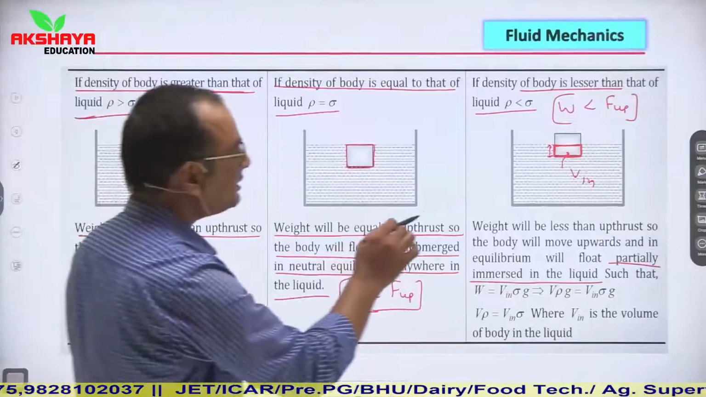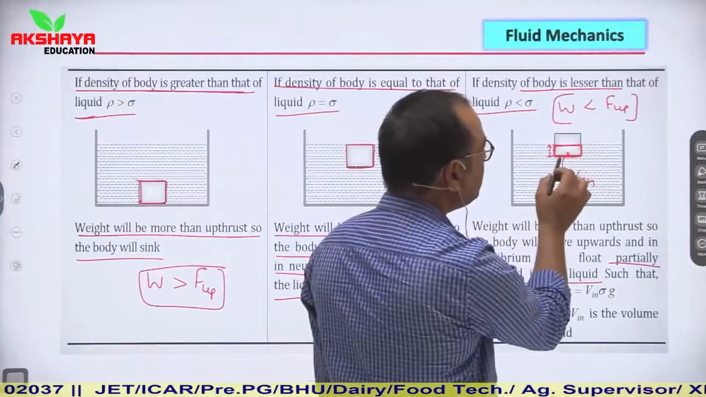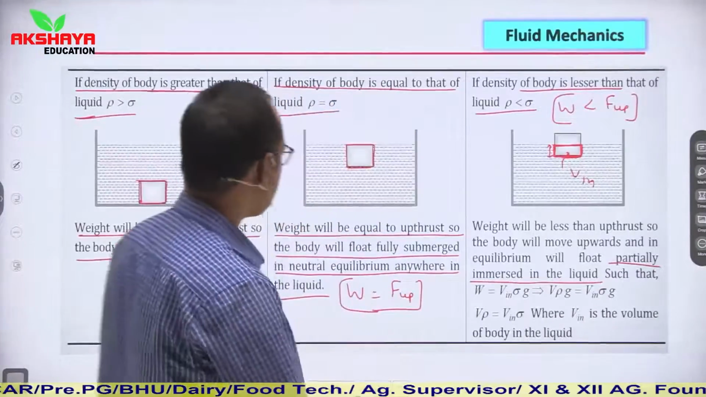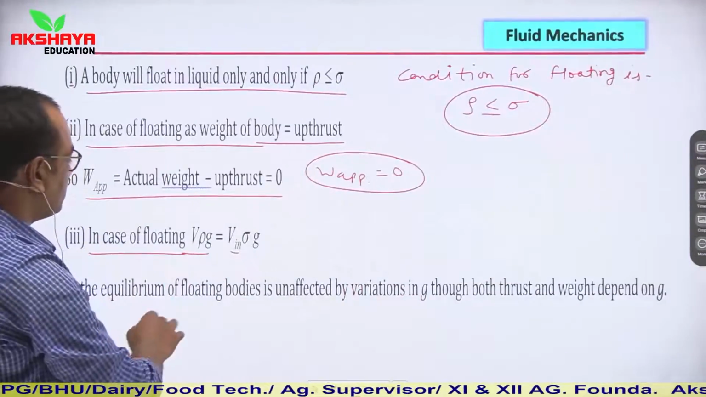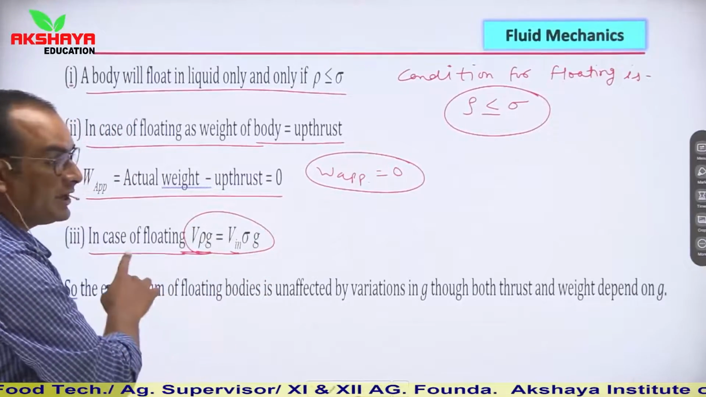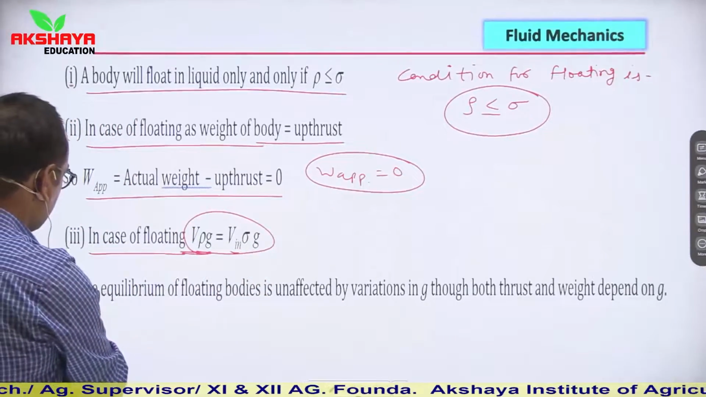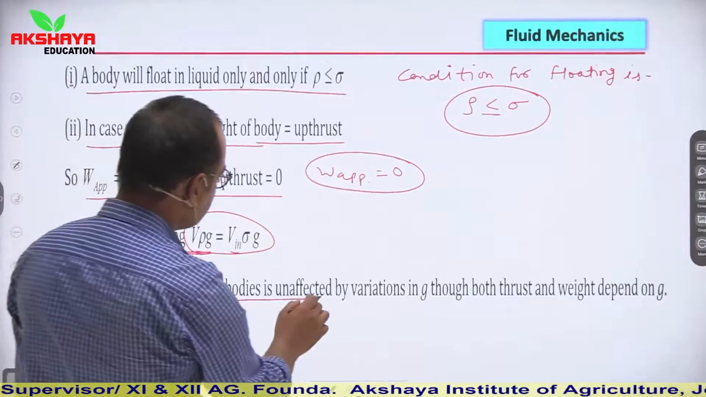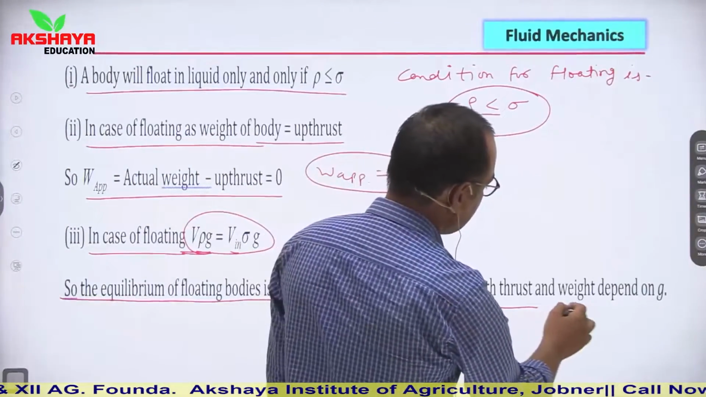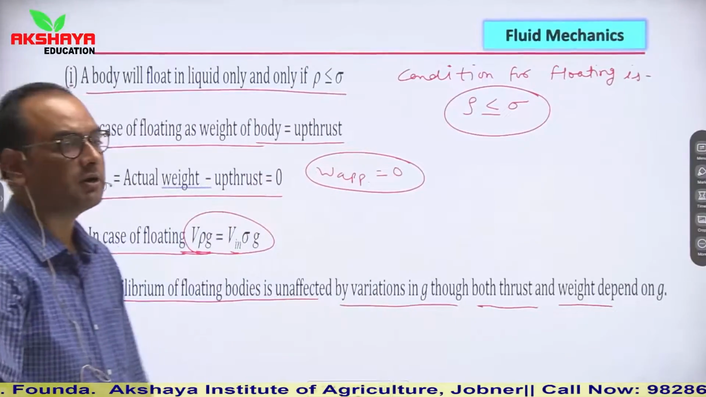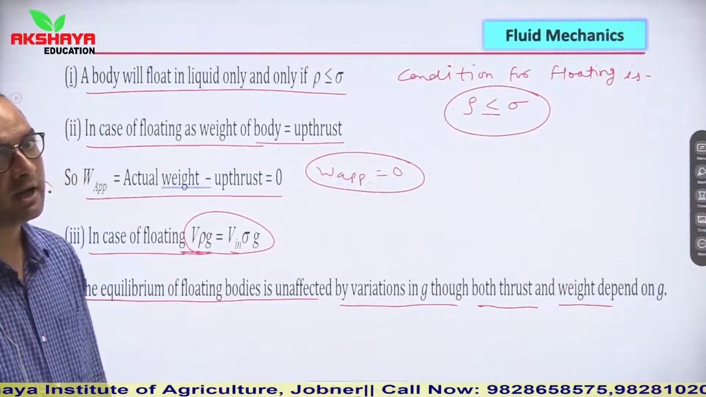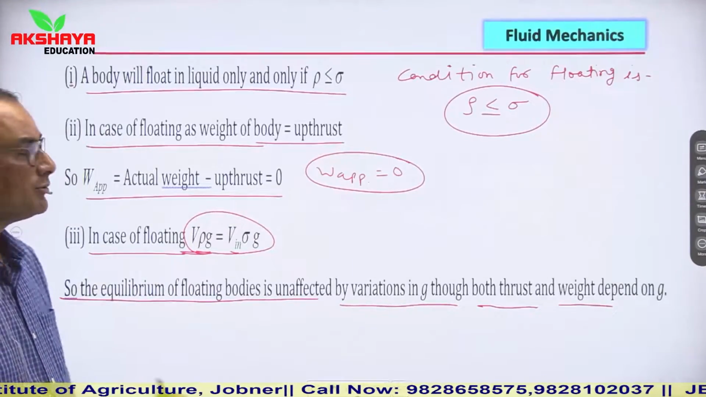So in this condition, it is displacing the fluid, which is simply this portion. So here V rho g is equal to V in sigma g in case of partial floating. So the equilibrium of floating bodies is unaffected by variations in g, though both thrust and weight depend on g. So what we are considering here is that both upthrust and weight depend on g, so the variation of g does not matter.